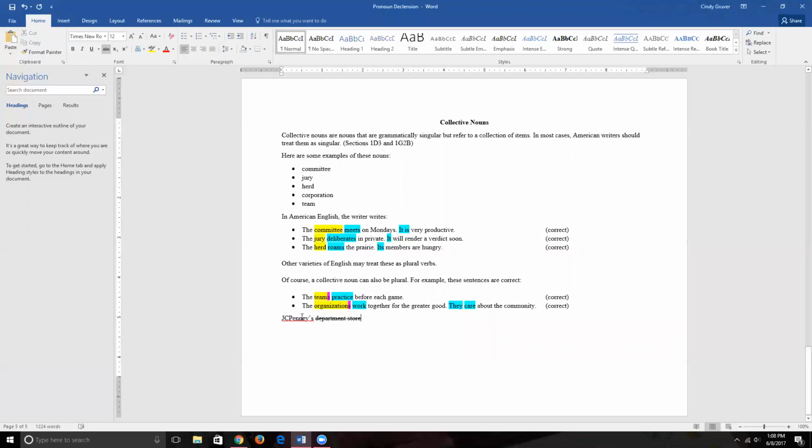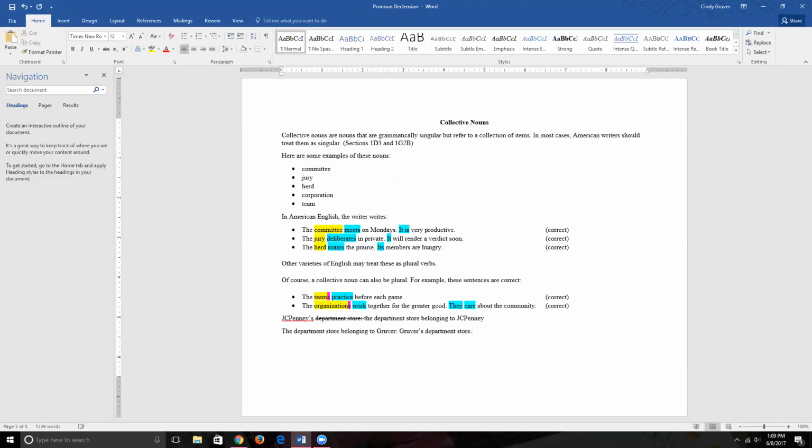So when we say JCPenney's department store, what we literally mean is the department store belonging to JCPenney. Okay, that's literally what it means. So that's why we have this apostrophe S. If I were to open a department store, I might say the department store belonging to Groover would be Groover's department store.